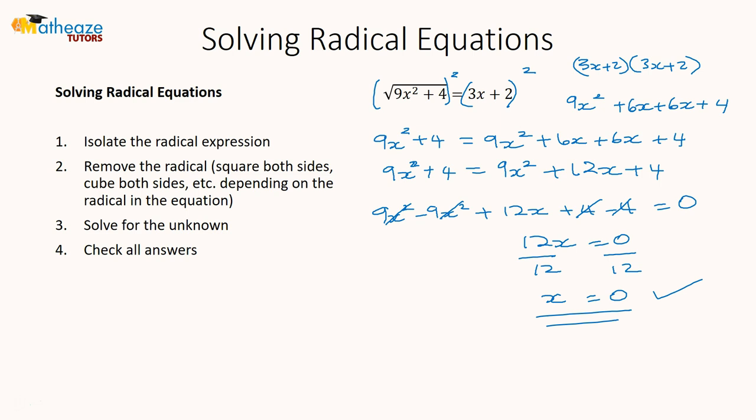So this is just how you deal with radical equations. Let's quickly summarize. The first thing you want to do is to isolate the radical expression. The next thing is to remove the radical, and that could be done by squaring both sides or cubing both sides depending on the situation you find yourself in. Then solve the equation that is created, and after that try to plug in your results.